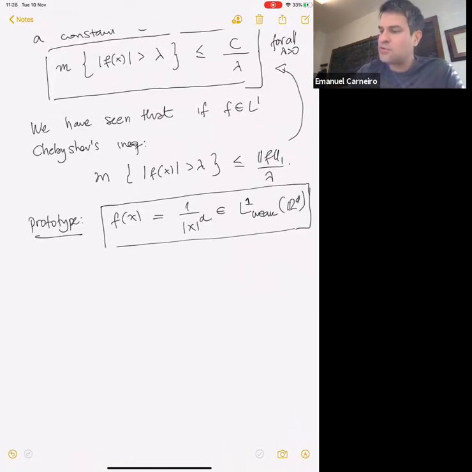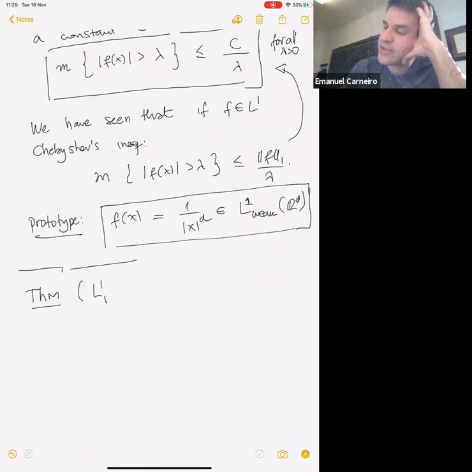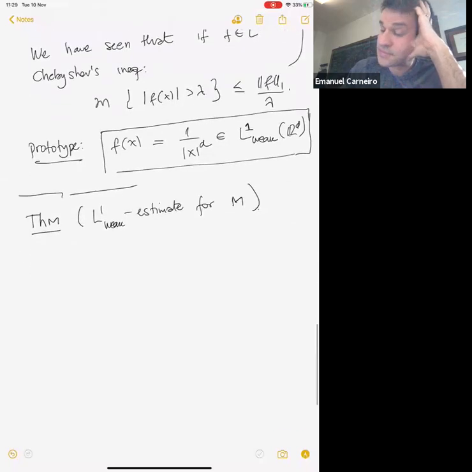So I want to show to you this. I want to show exactly that the maximal function belongs to this space L1 weak. And I want to show to you the following bound. So the main theorem of the class today, this is called the L1 weak estimate for the maximal function M.